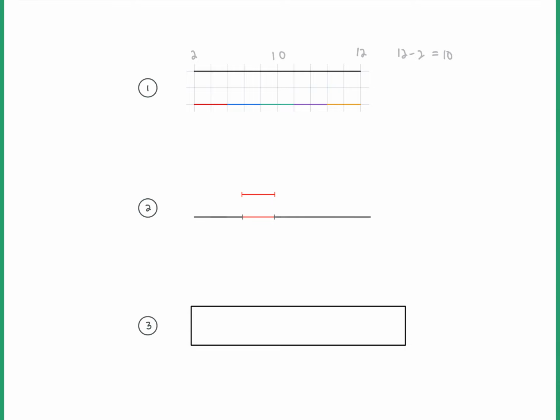Then let's say you want to split this whole length into equal parts. Let's say you want to split it up into 5 equal parts, and we want to know the length of each part. You take the entire length, divide it by the number of equal parts you want, and that gets you the length of each part. So the total length is 10, divide by 5, and that gets you the length of each part, which is 2.